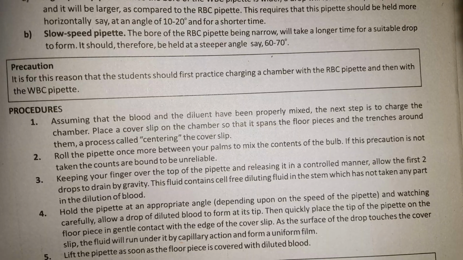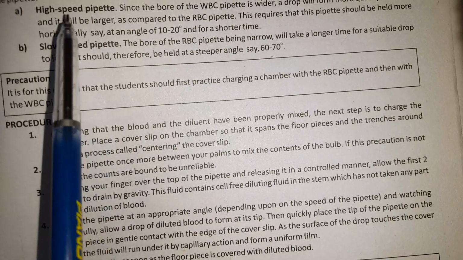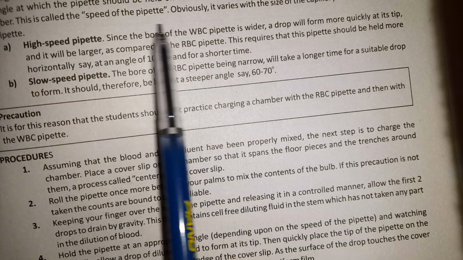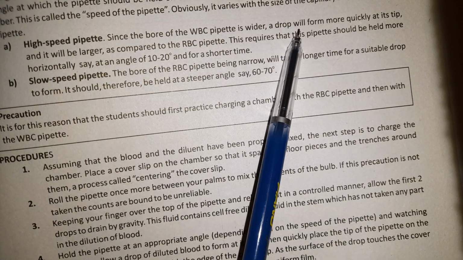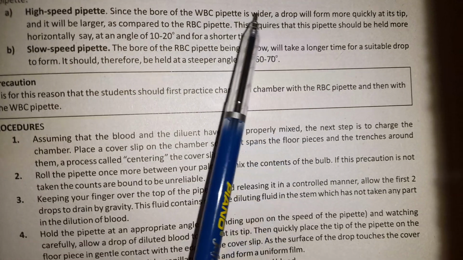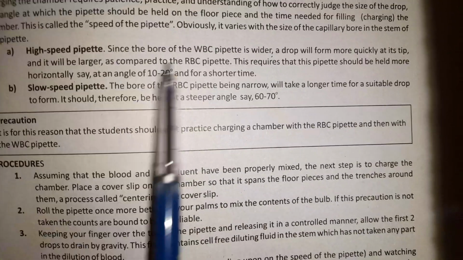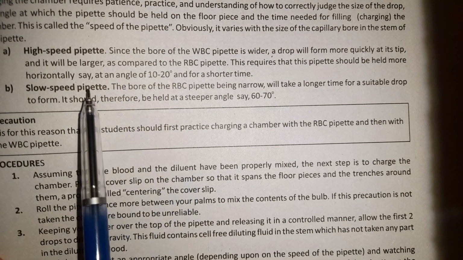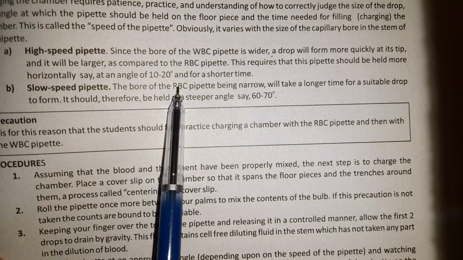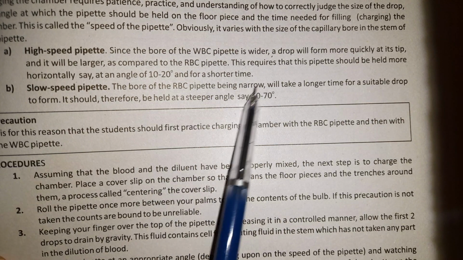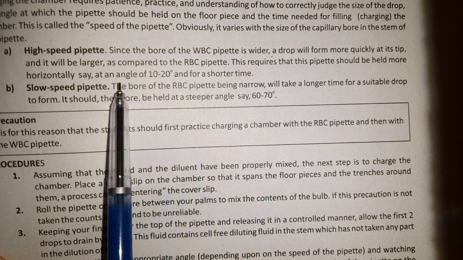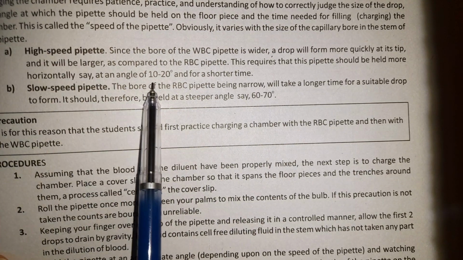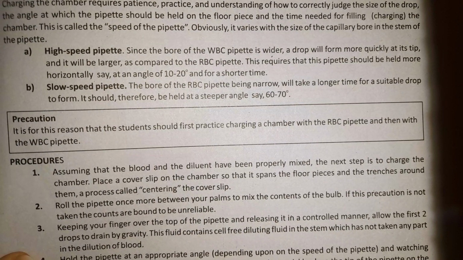There are certain precautions which are given, and also high speed and low speed pipettes are given. As you know, the white blood cell pipette is wider. A drop will form more quickly at its tip and it will be larger as compared to the red blood cell pipette. You know, it had a wider lumen, but the red blood cell pipette had a narrow lumen. Slow speed pipette: the red blood cell pipette being narrow, it will take a longer time for a suitable drop to form. So it should be held at a steeper angle, that is 60 to 70 degrees, and the white blood cell pipette should be held at an angle of 10 to 20 degrees.